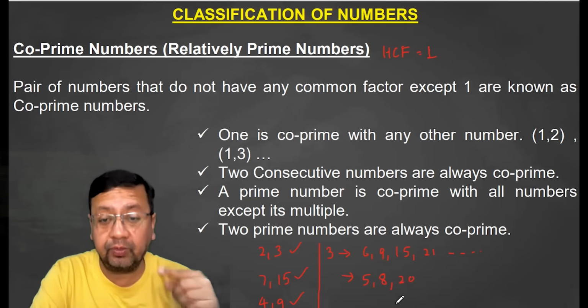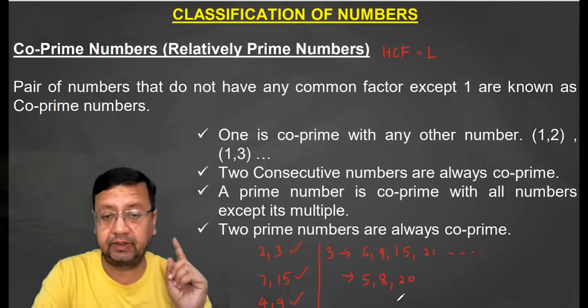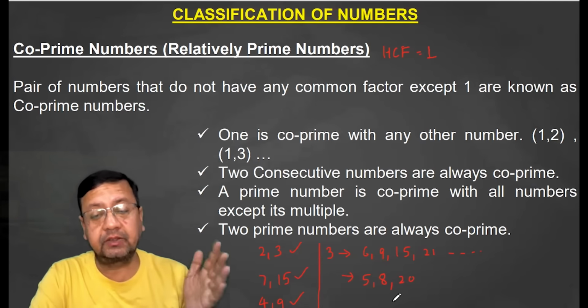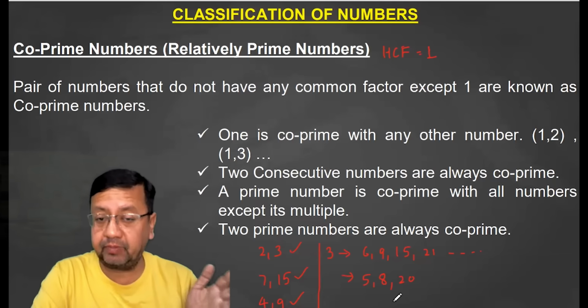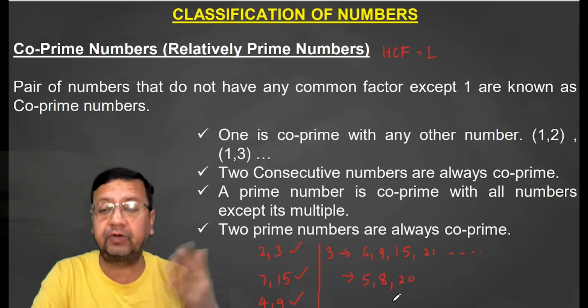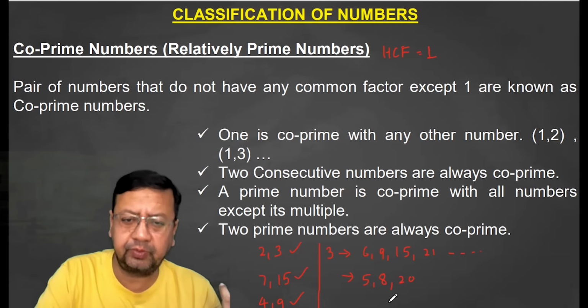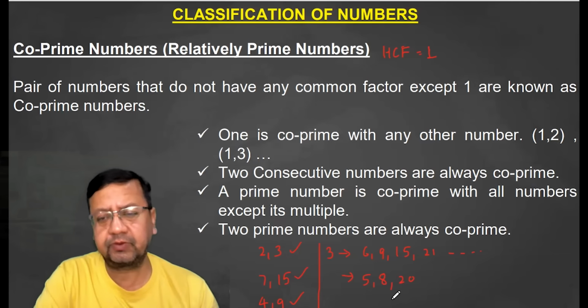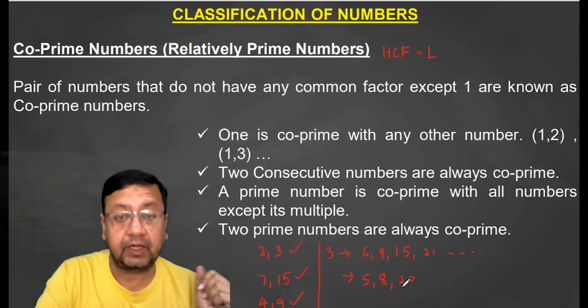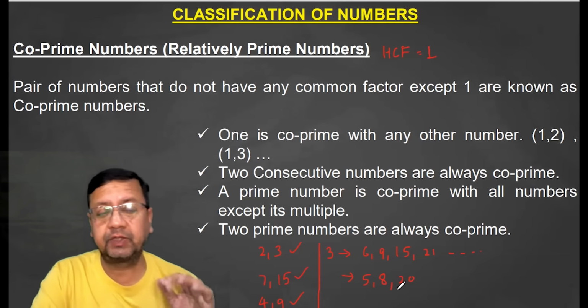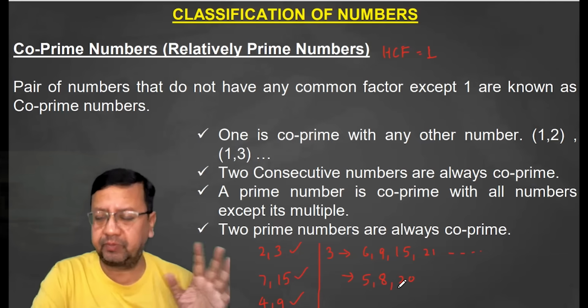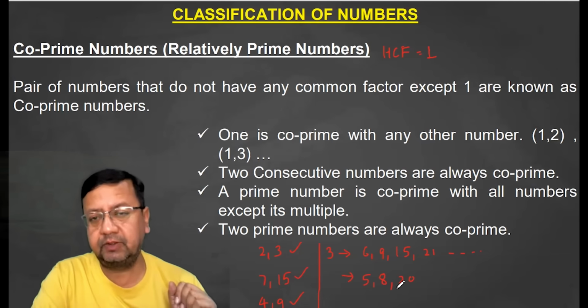These are co-prime with 3. Done. Because they are not prime, but still they are relatively co-prime because the highest common factor is 1. And yes, last point, two prime numbers are always co-prime. Yes, of course, because the highest common factor is 1, right? So these are what? Co-prime, prime number, composite number, etc.